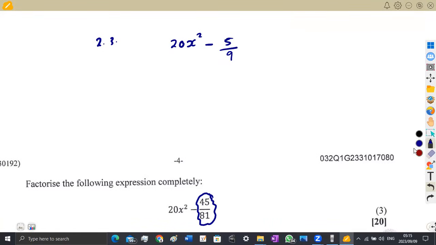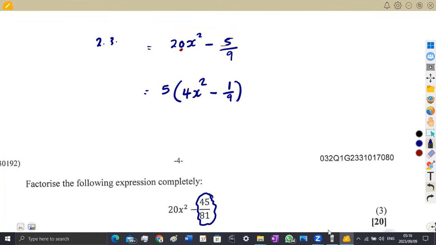Checking these two numbers, we can see that on top here there's 20, on top here there's 5. You focus on these numbers on top, because 20 is the same as 20 over 1. If you factor out, you must check what is common between these two terms. It's 5. So we factor out a 5. Remember, you are considering the numbers on top, so you divide 20 by 5, which is 4x squared. The same thing, 5 divided by 5, you obtain minus 1 over 9.